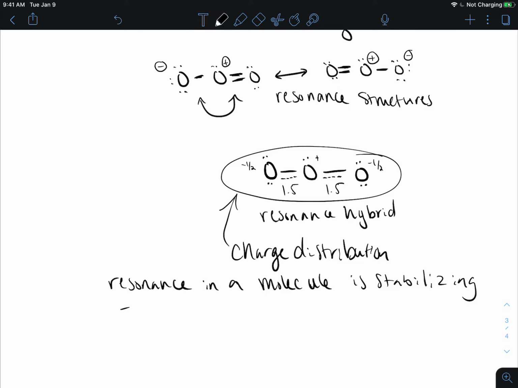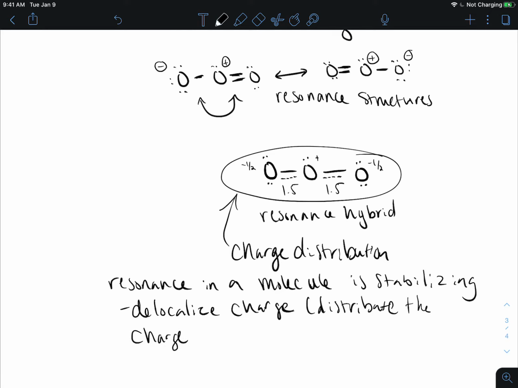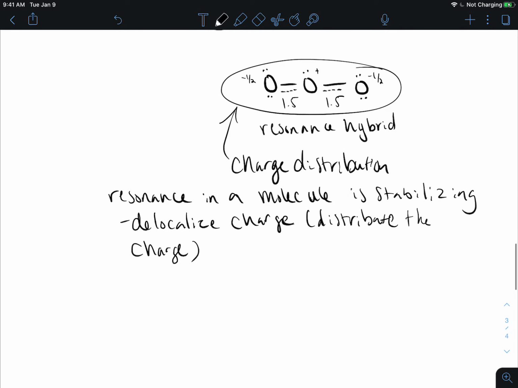That's because we delocalize charge. So we're going to distribute charge. So instead of it all being in one area, we've pushed it throughout the entire molecule. So we've dissipated that charge in a way. So when we draw a Lewis structure, you always want to draw all the stable resonance structures available.